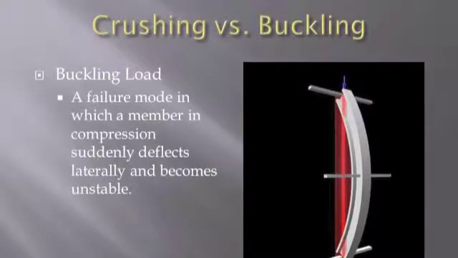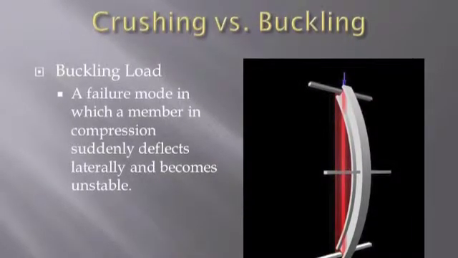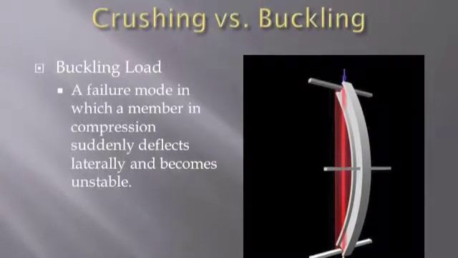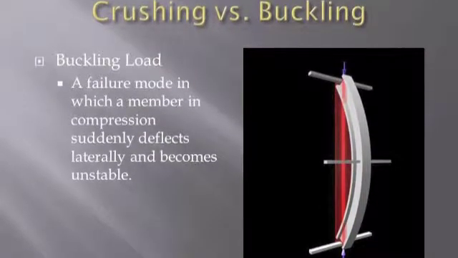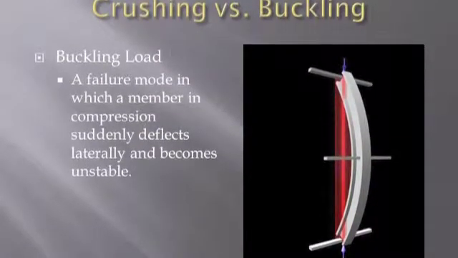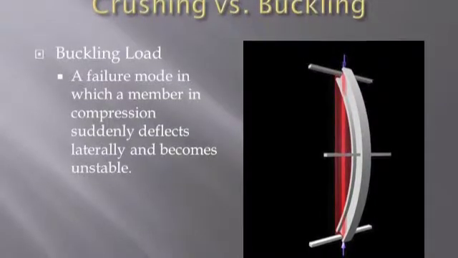Buckling load is a failure mode in which a member in compression suddenly deflects laterally and becomes unstable. Represented by the column here on the right, the one in the red is a normal column, and the one in white is one that has failed under buckling.